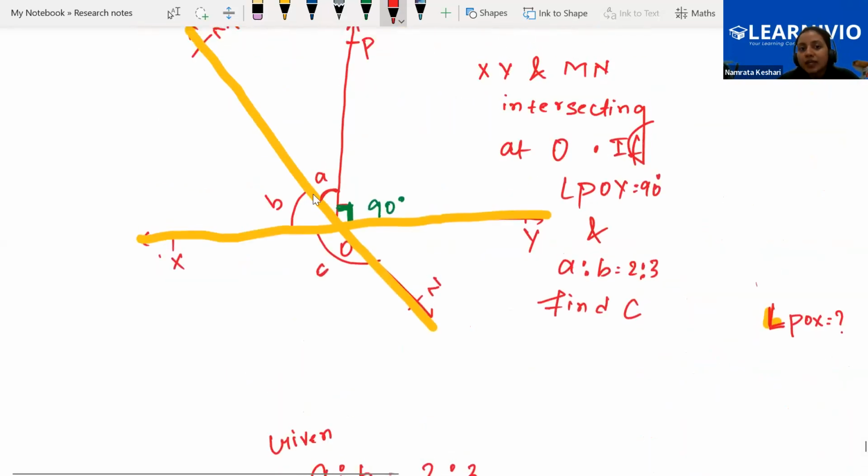We can find A, we can find B, but is it asked in the question to find A and B? No. In the question, it is clearly written to find angle C. So we are supposed to find angle C.